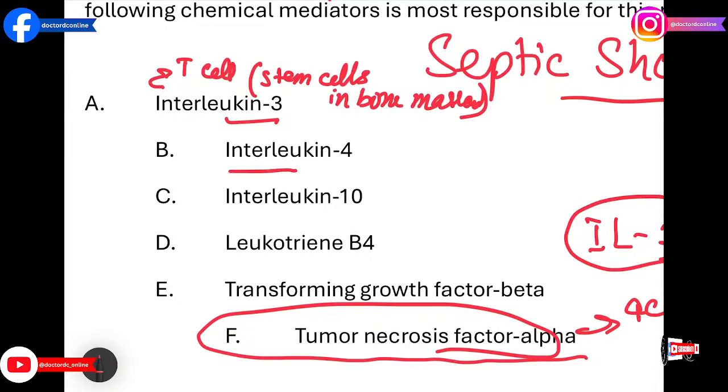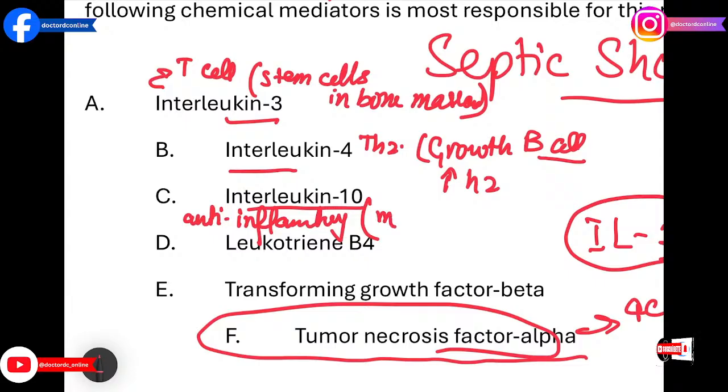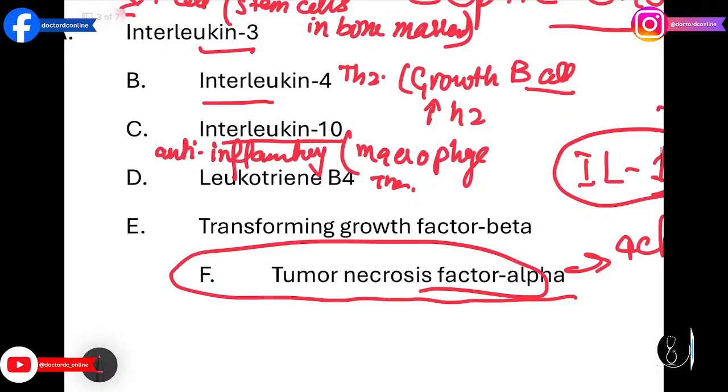If we talk about interleukin-4, it is also a cytokine produced by T helper 2 cells, and it stimulates the growth of B cells and increases the number of helper 2 cells at the site of inflammation. Then we have interleukin-10. Interleukin-10 is an anti-inflammatory cytokine, and it is produced by macrophages and T helper cells. Interleukin-10 limits the production of pro-inflammatory cytokines.